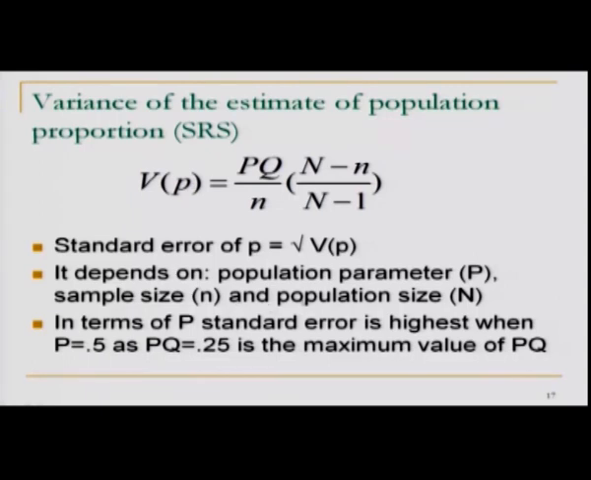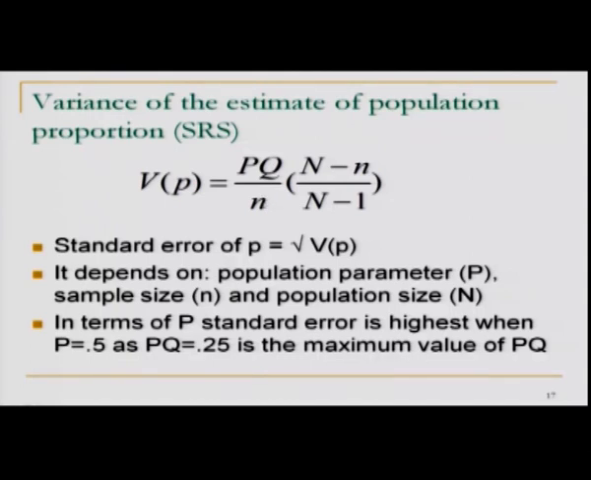Standard error also depends on population size, capital N, and in terms of p, standard error is highest when p is 0.5, as pq equal to 0.25 is the maximum value of pq. For very large populations, this N minus small n divided by N minus 1 may be equal to 1, it may be ignored, and the variance of p reduces to pq by n.